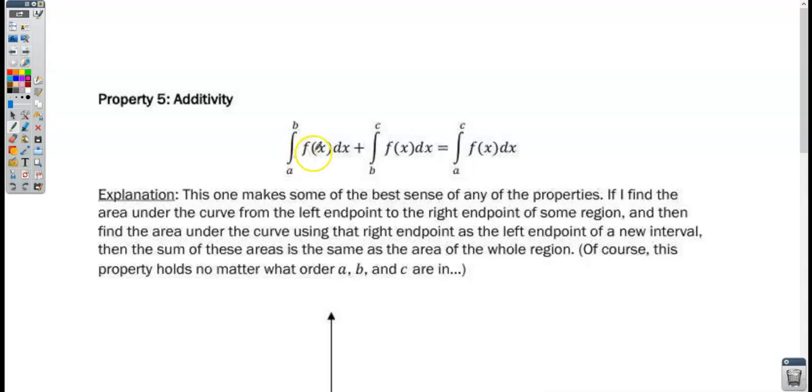The integral from a to b of f of x dx plus the integral from b to c of f of x dx is equal to the integral from a to c of f of x dx.